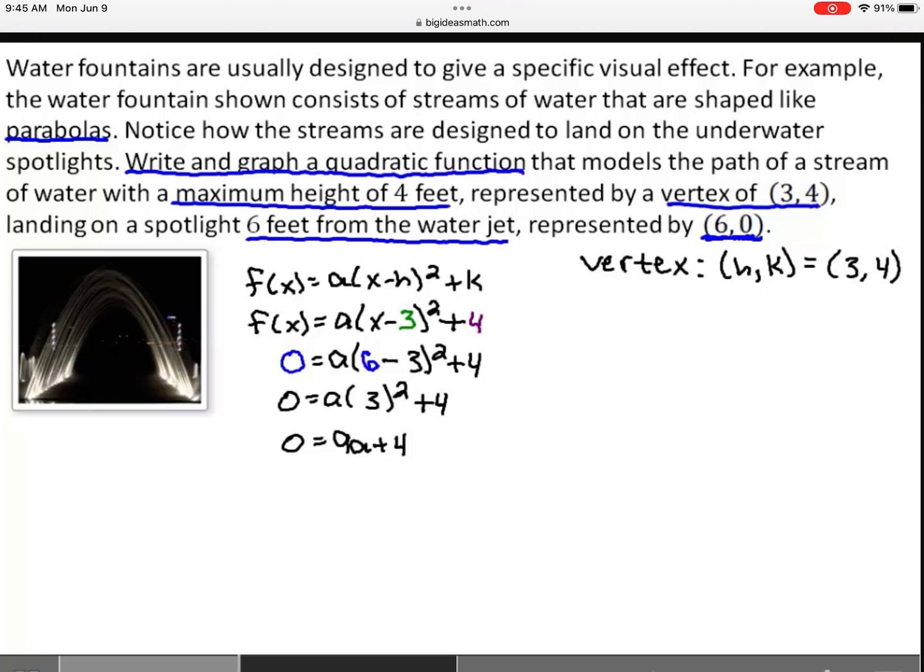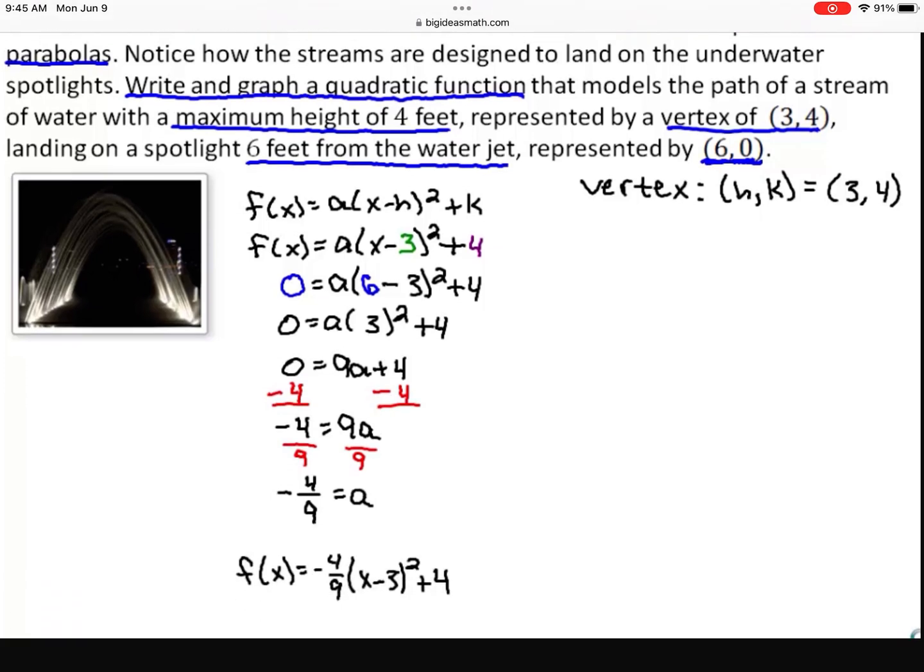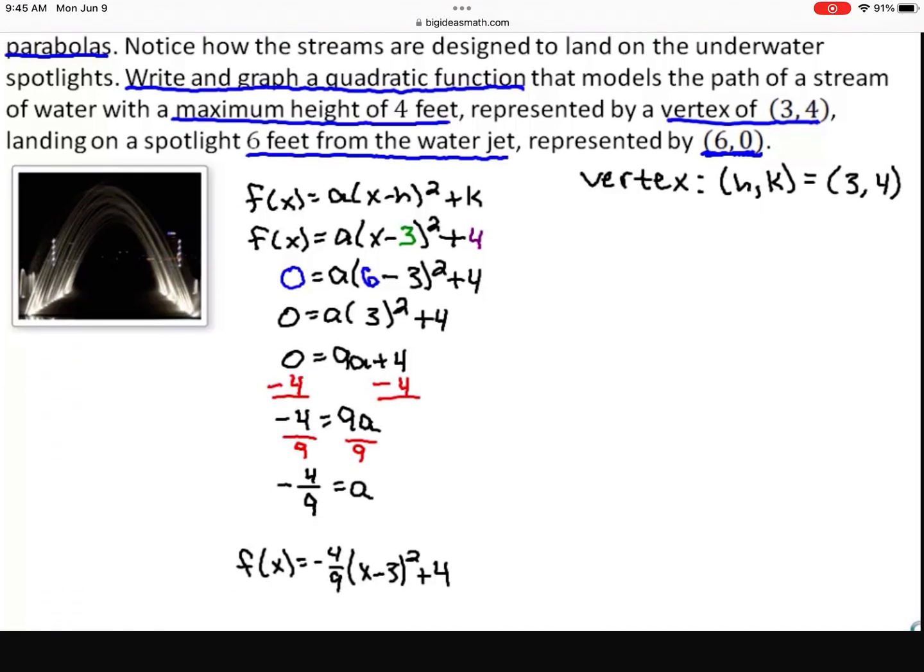To solve for a, first subtract 4 from each side, giving you negative 4 equals 9a. Then divide each side by 9, leaving you with negative 4 ninths equals a. So f of x equals negative 4 ninths times the quantity x minus 3 squared plus 4 models the path of a stream of water.